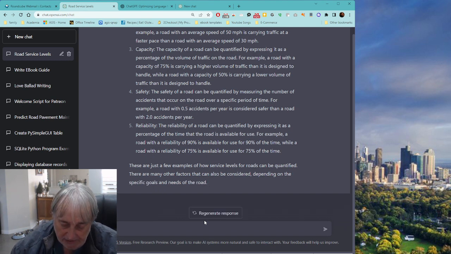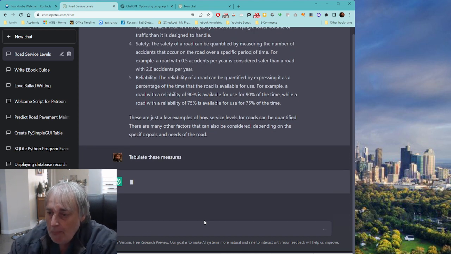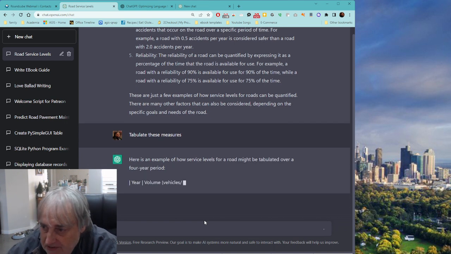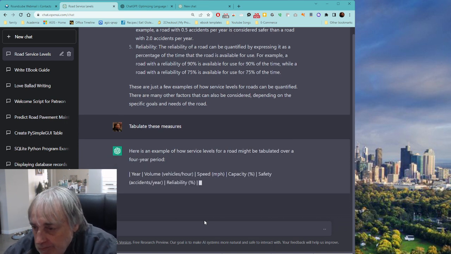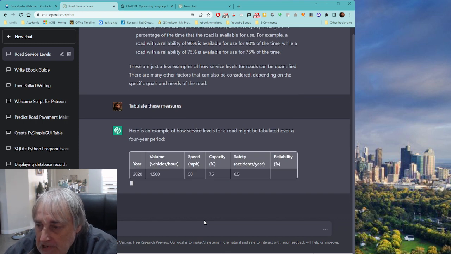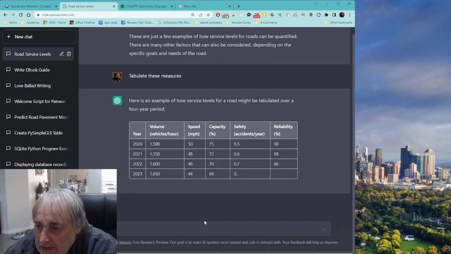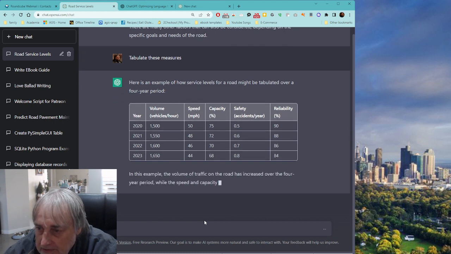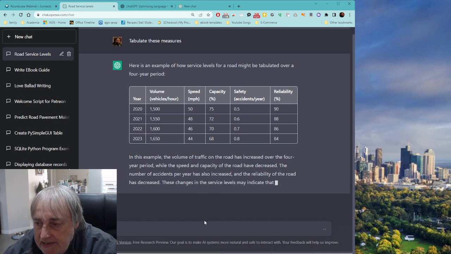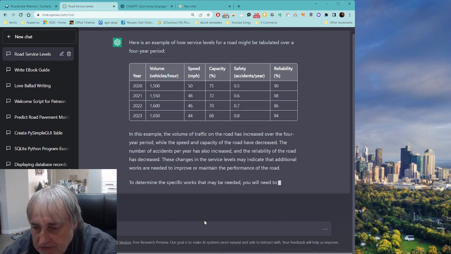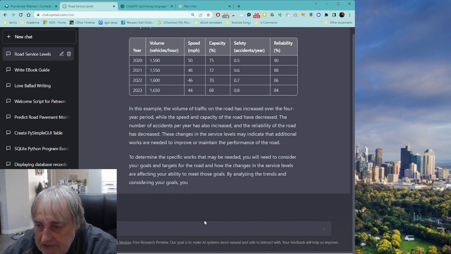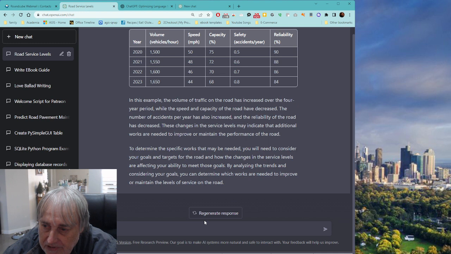If I then say tabulate these measures. Here's an example of how service levels of the road might be tabulated. So we've got the measures or the levels of service as they were in 2020, 21, 22, and 23. Now, ideally, and this is why you're meant to put them in the asset management plan. I'm not going to talk about it in any great detail, but this is something you've got to consider. You need to be monitoring the trends in these indicators.